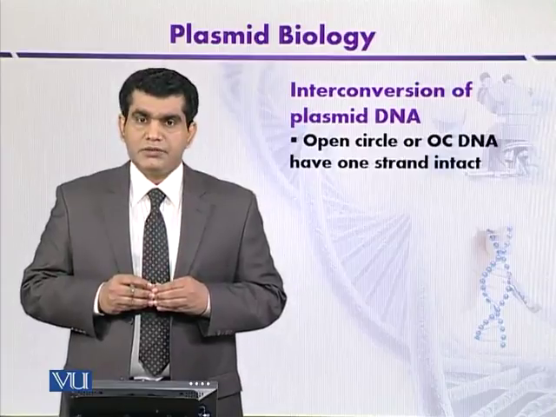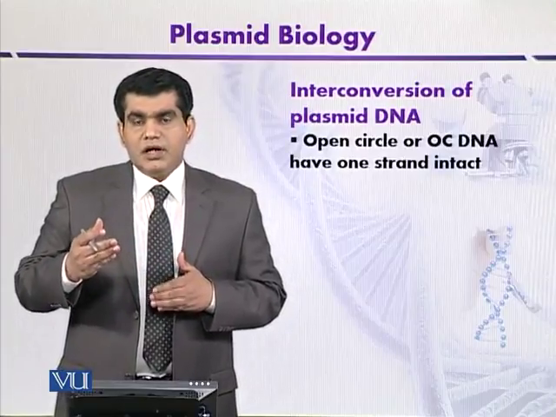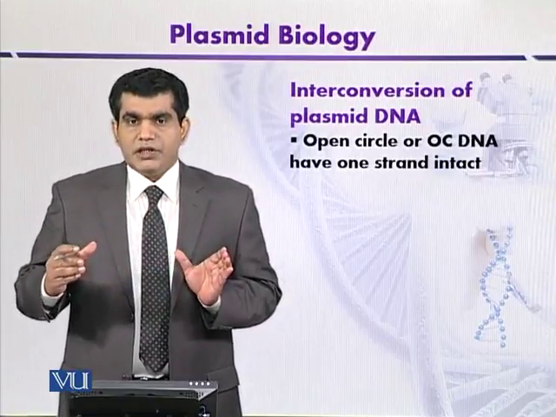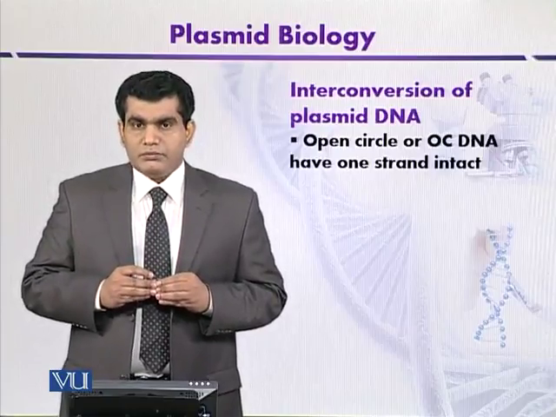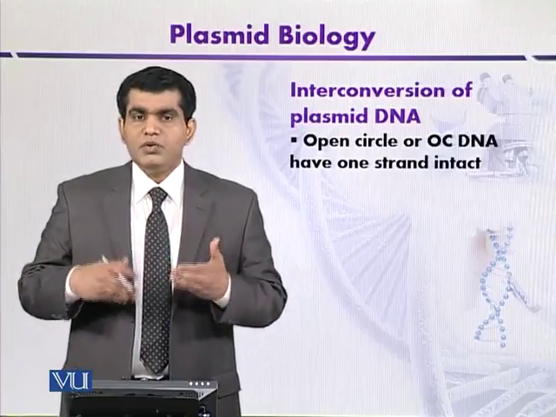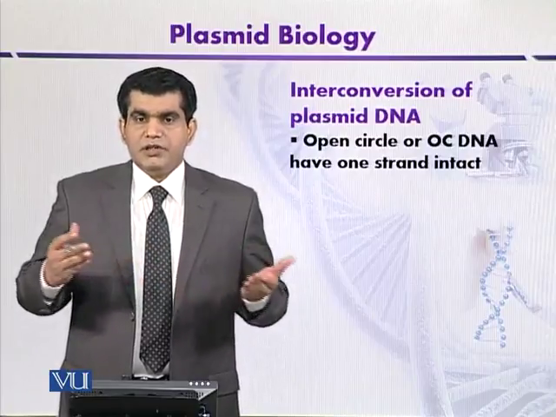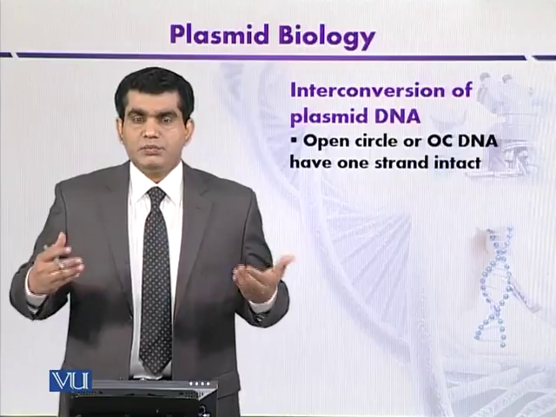In addition to that, if the DNA has been converted into covalently closed circle DNA and we want to convert it into supercoiled form, then we can use DNA gyrase. It can again rewind the DNA, but in the opposite direction, that is, it can introduce negative supercoiling.